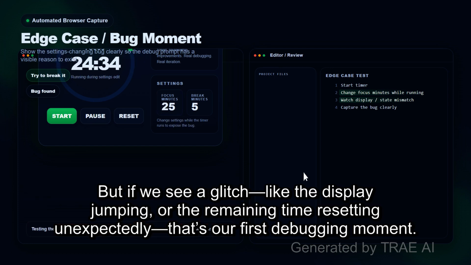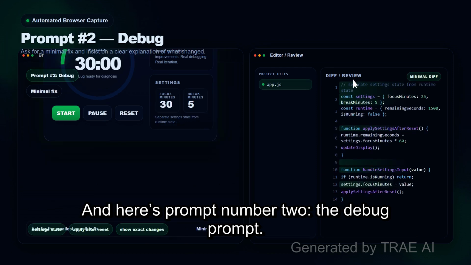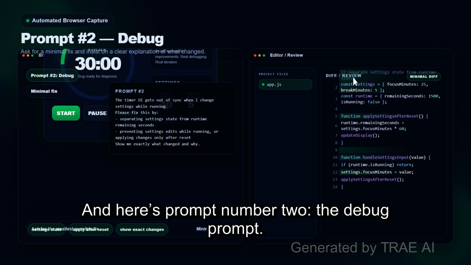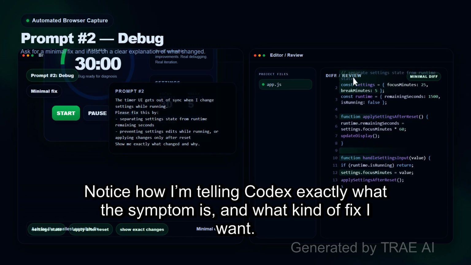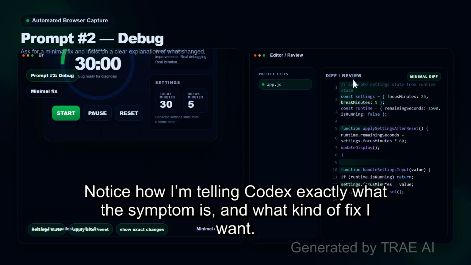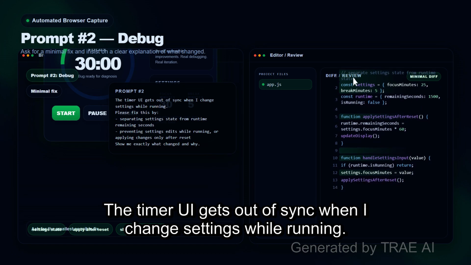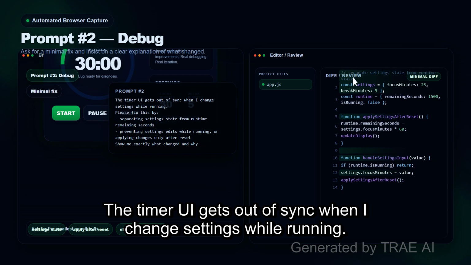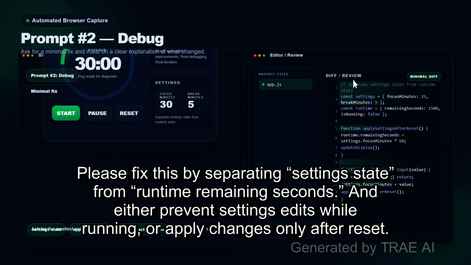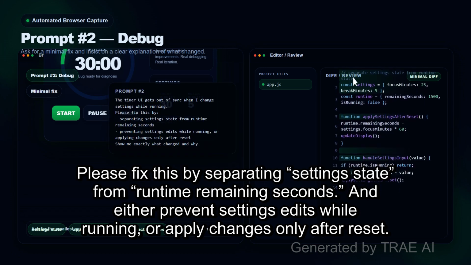moment. And here's prompt number 2, the debug prompt. Notice how I'm telling Codex exactly what the symptom is, and what kind of fix I want. The timer UI gets out of sync when I change settings while running. Please fix this by separating setting state from runtime remaining seconds. And either prevent settings edits while running, or apply changes only after reset. Show me exactly what you changed and why.